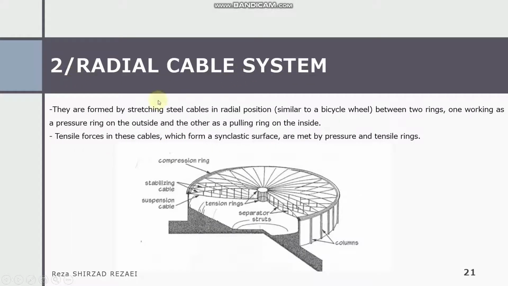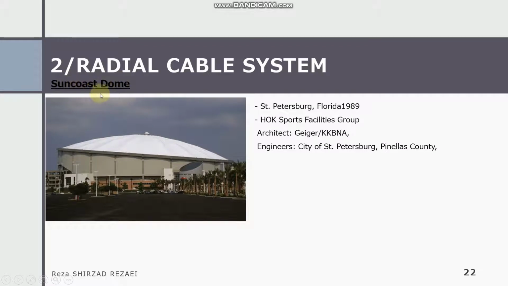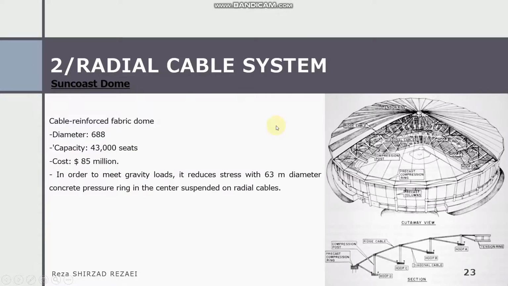The radial cable system is formed by stretching steel cables in radial positions. The tensile force in these cables, which form a synclastic surface, is met by pressure and tension rings, as you can see: compression ring, stabilizing cable, suspension cable, and the tension rings, separated struts, and the columns. Some cable domes are an example of the radial cable system.